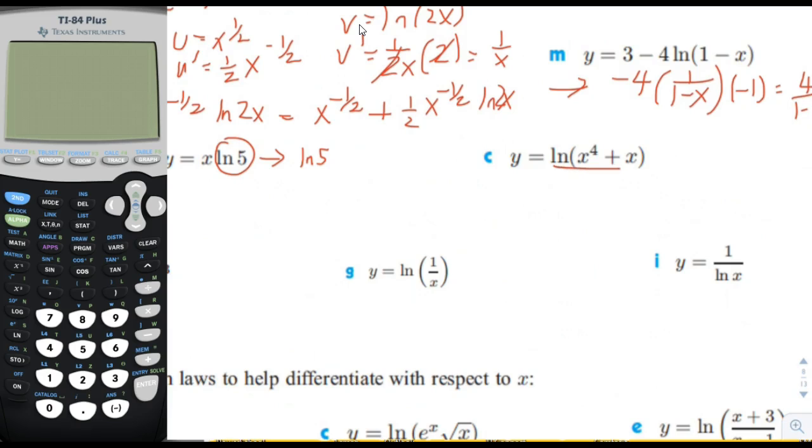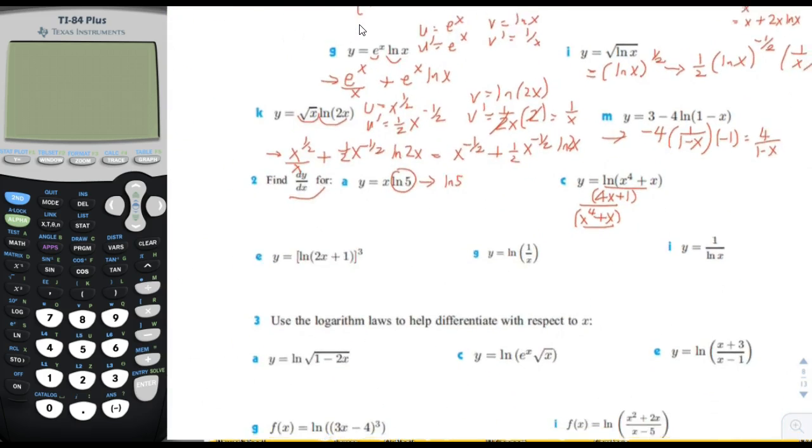Okay, the derivative of natural log of x to the 4th plus x. Now this is a function inside of a function, so you're going to have to use the chain rule. The first step is to take the derivative of natural log, which is 1 over x, or in this case 1 over x to the 4th plus x. And then you take the chain rule and take the derivative of x to the 4th plus x. You're going to get 4x cubed plus 1. Okay, multiply that. Okay? Alright.